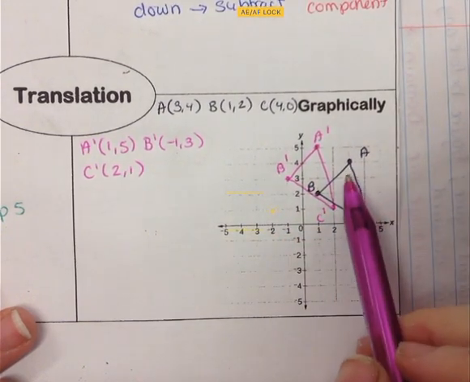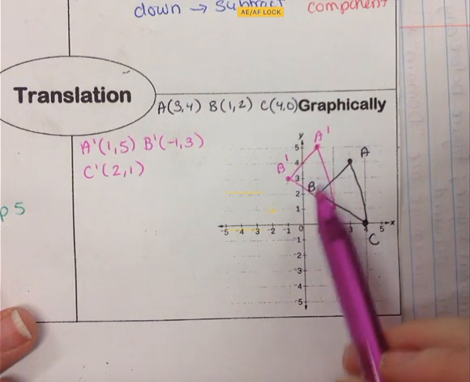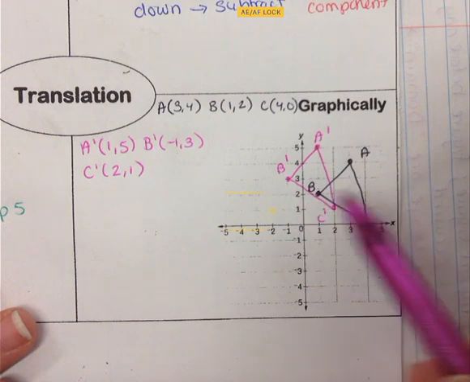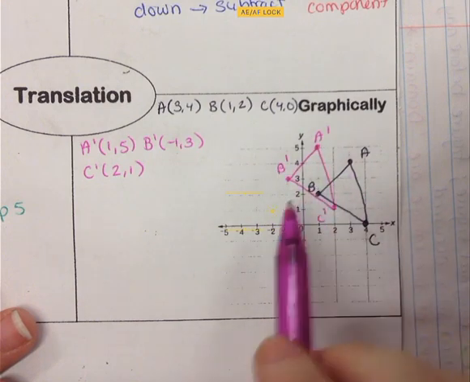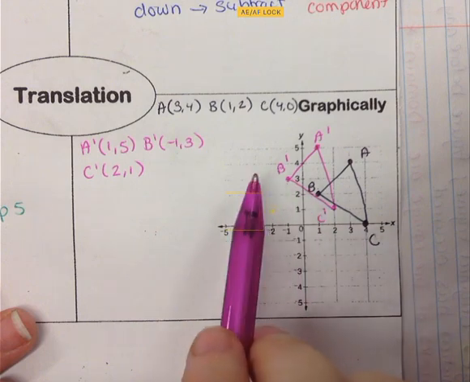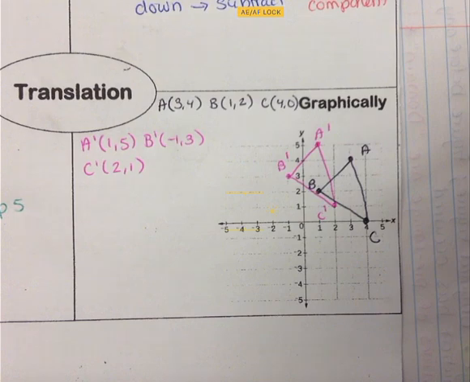And as you can see in this picture, the black was the pre-image, the pink is the image, so it's been moved. All it is doing is moving in a certain direction, and it's pointing in the same direction. Your C's are still down here, your B's are on the side, and A's are up on the top, so it's still pointing in the same direction, but they are in a different position.